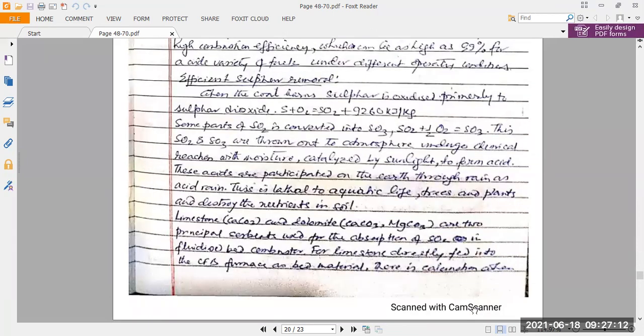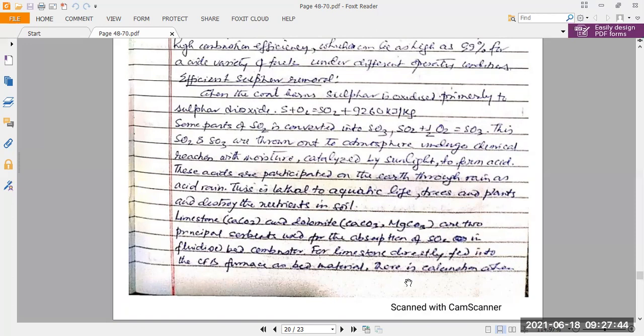Now, limestone CaCO3 and dolomite CaCO3·MgCO3 are the two principal solvents used for the absorption of SO2 in fluidized-bed combustion. The limestone is directly fed into the CFB boiler as bed material.